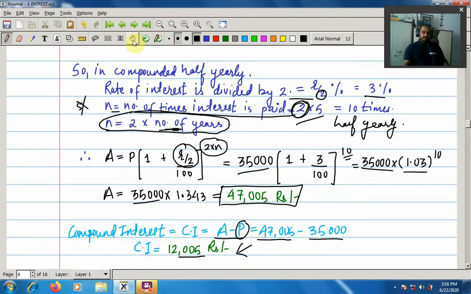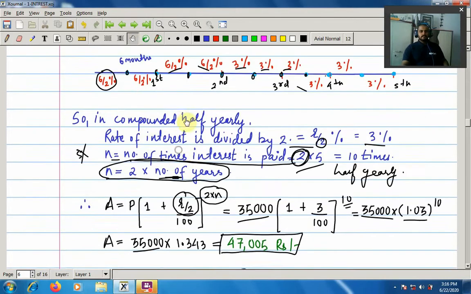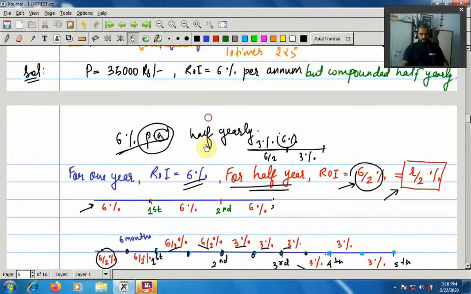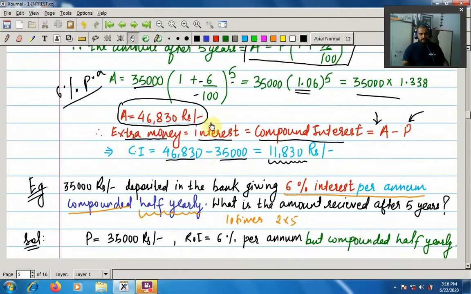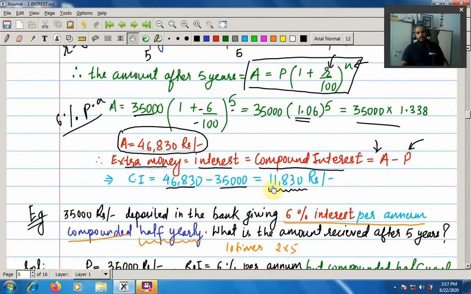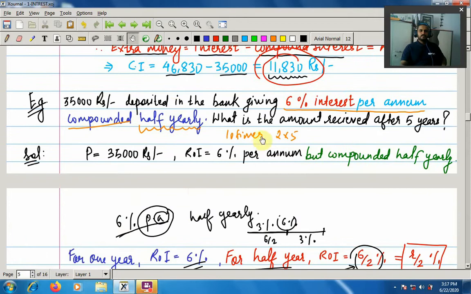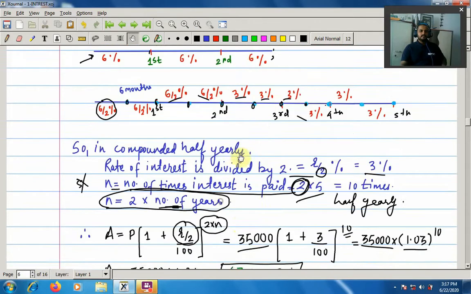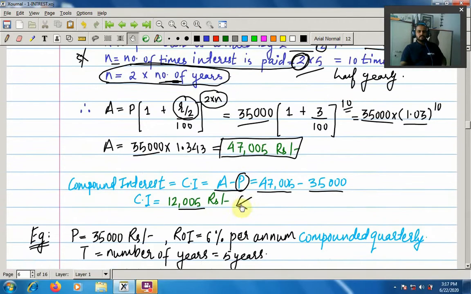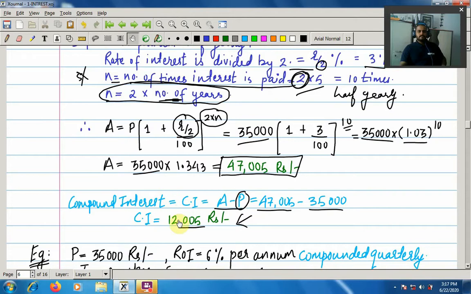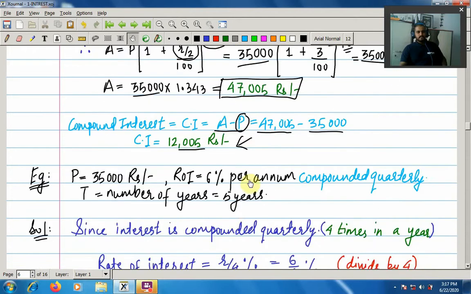Let's compare with the previous example when my interest is compounded yearly. This is the explanation for compounded annually. My interest earned in that case was 11,830 rupees, and in compounded half yearly you can see the difference, 12,005. So here I have one more example.